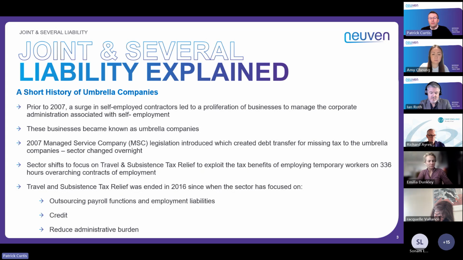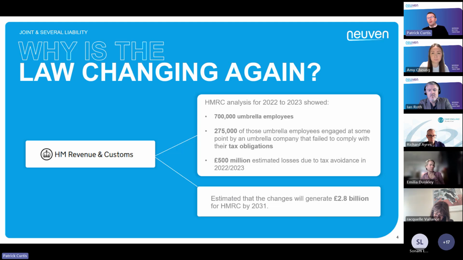Since then, umbrella companies have largely focused on outsourcing payroll functions and employing the workers, so from an agency point of view, they would outsource the employment liabilities to the umbrella companies. They also frankly provide some credit, which is a form of financing for employment agencies, and they reduce the administrative burden on agencies for running a business, which all sounds perfectly innocuous and might obviously lead to the question, well, why is the law changing again?